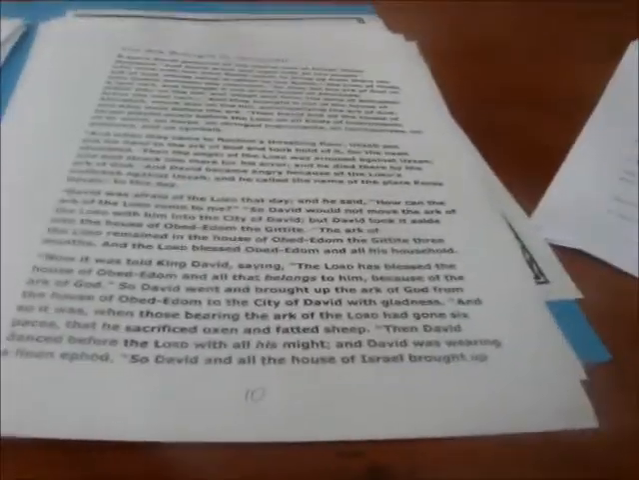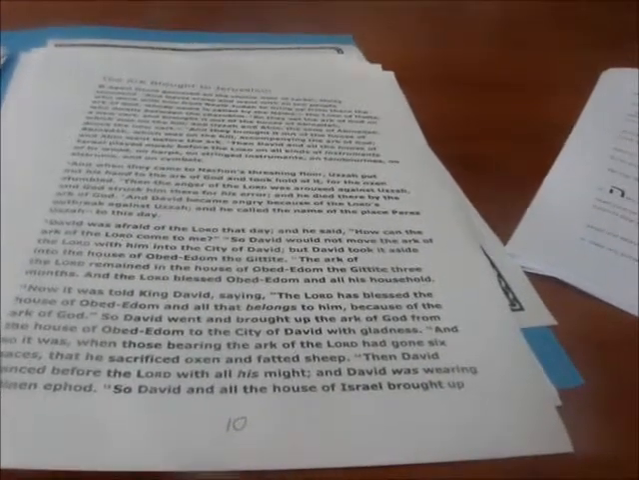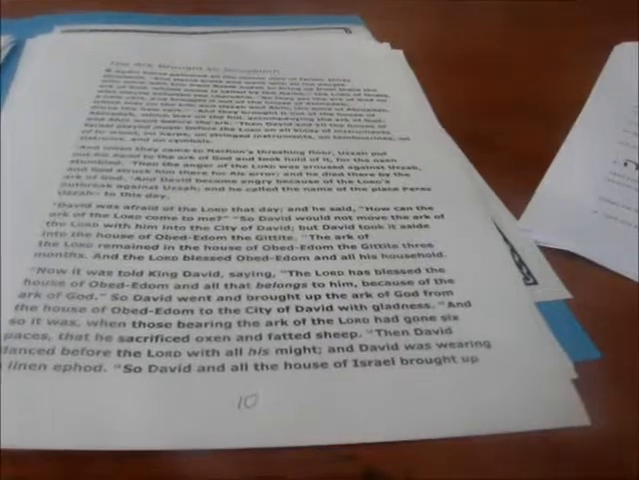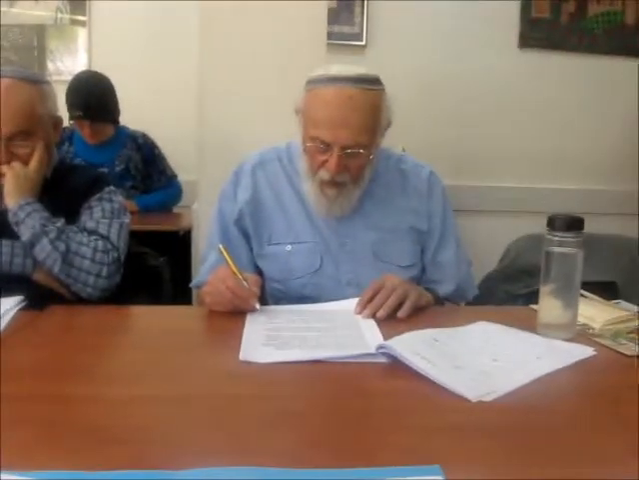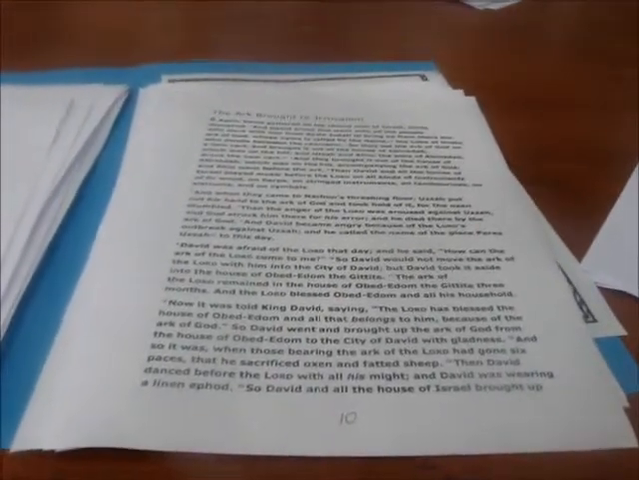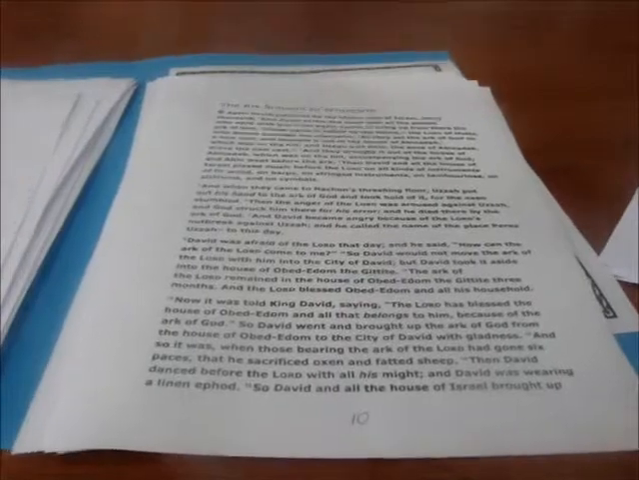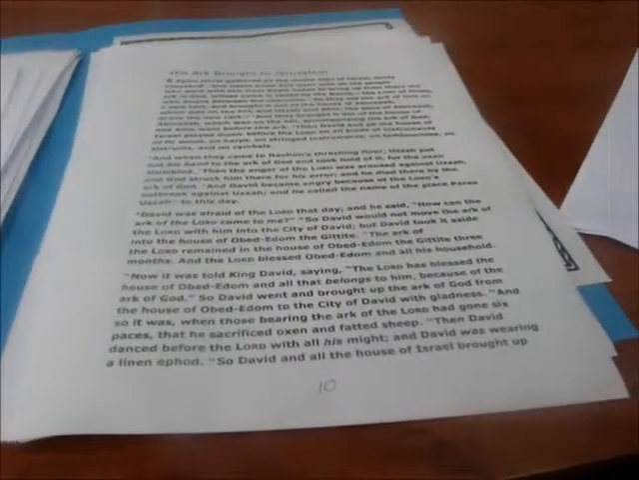Now it was told King David, saying, "The Lord has blessed the house of Obed-Edom and all that belongs to him, because of the ark of God." So David went and brought up the ark of God from the house of Obed-Edom to the city of David with gladness. And so it was, when those bearing the ark of the Lord had gone 6 paces, that he sacrificed oxen and fatted sheep. Right, he only went 6 paces, and they sacrificed things to Hashem. Yeah, go ahead. Then David danced before the Lord with all his might.